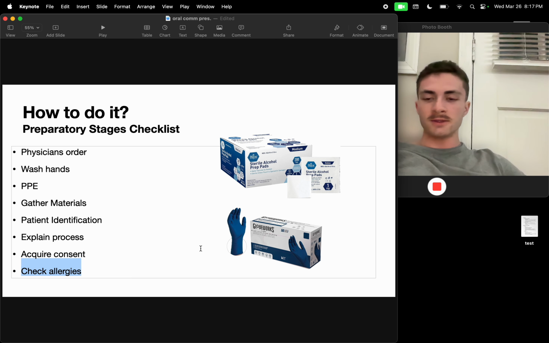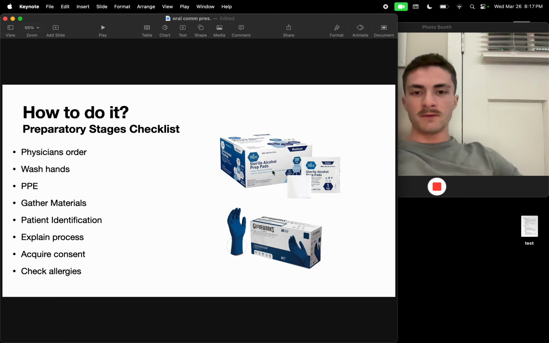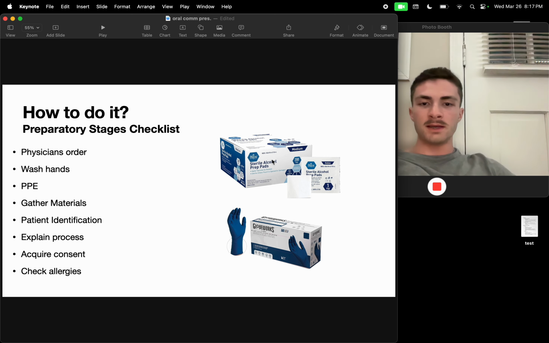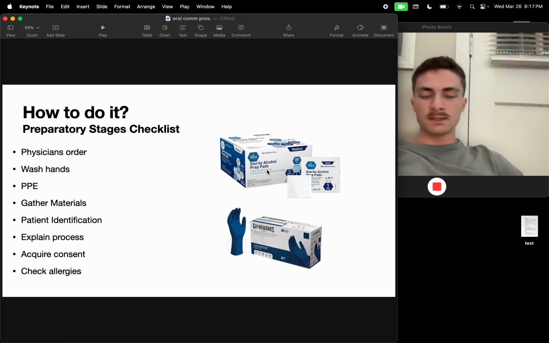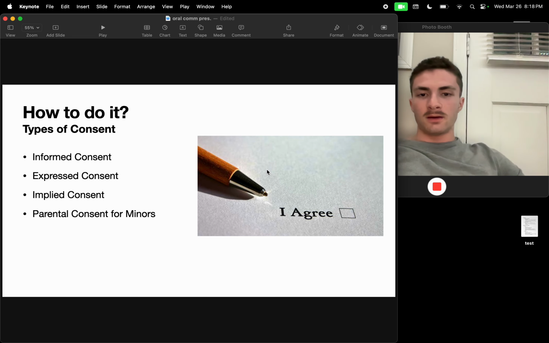And then check allergies. So you also want to ask them if they're allergic to either A, latex, or B, alcohol, because we're going to be wearing gloves that are made of latex. And then the antiseptic we're going to be using is also very alcohol-based.